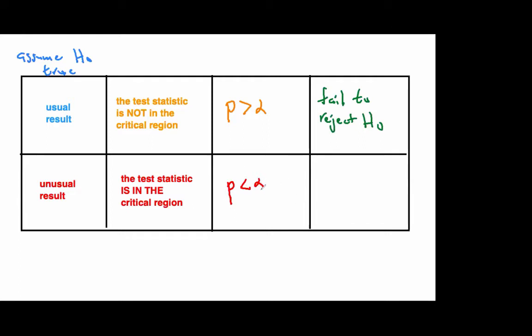Whereas if P is less than alpha, meaning the test statistic is in the critical region, or more specifically, we've obtained an unusual result, then we do reject the null. So in this case, we assume this to be true, but we found something unusual. Therefore, we think there's something wrong with our assumption, so we're going to reject that assumption.